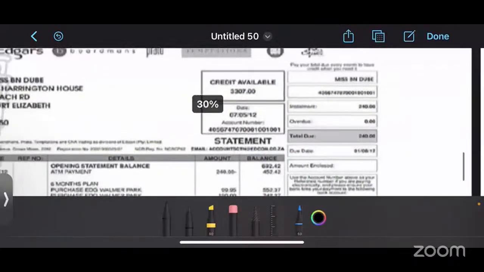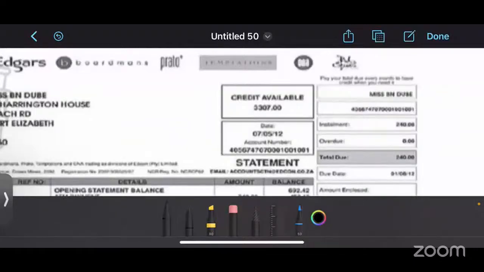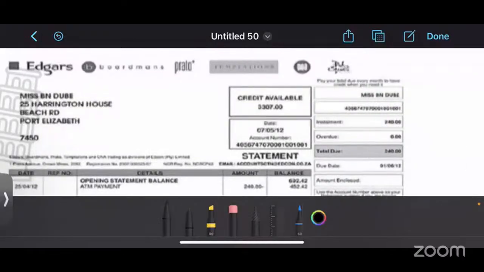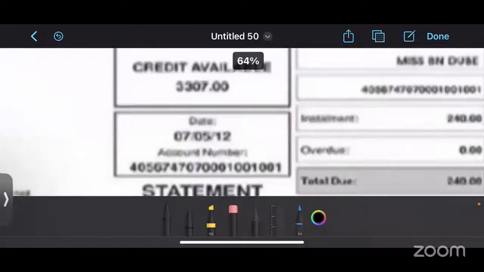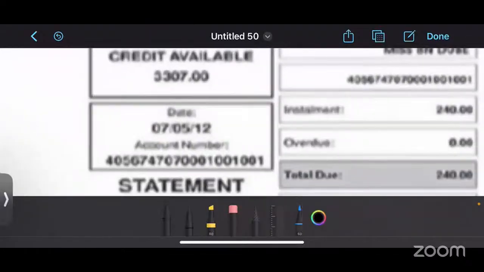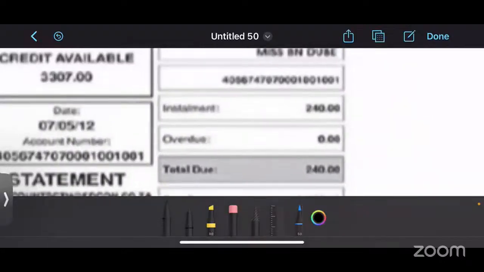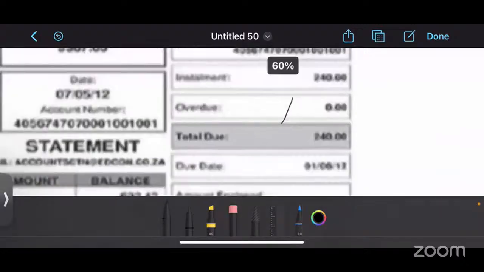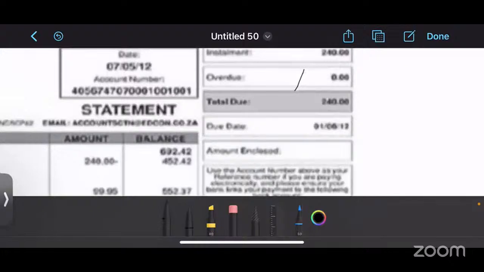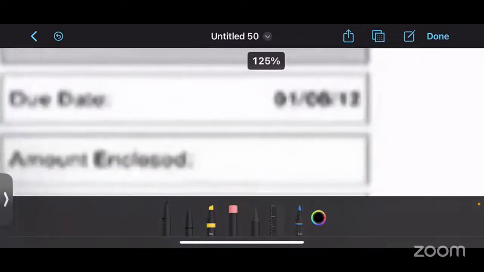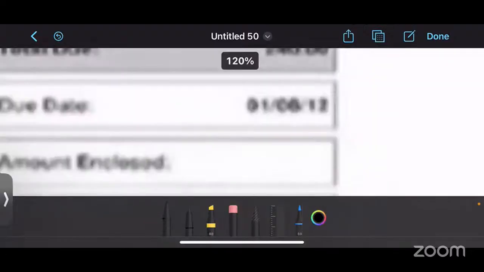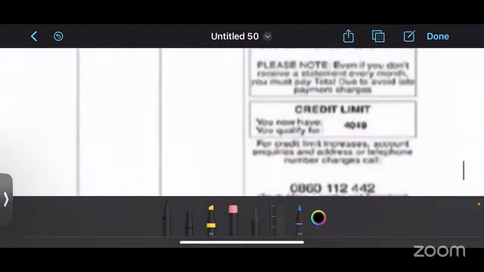We have a receipt over here. Statement. It says it's from Edgar, and this is from Miss B. N. Dubé, who stays in 25 Harrington House, Beach Road, Port Elizabeth, 7450. Credit available, 3,307 rands. There's the date, there is the account number, that is Mr. DN, and then installment 240 overdue, and then total is 240. And then the due date is the one over here, which is, oh, I cannot see, but it's okay. And yeah, basically that's it.